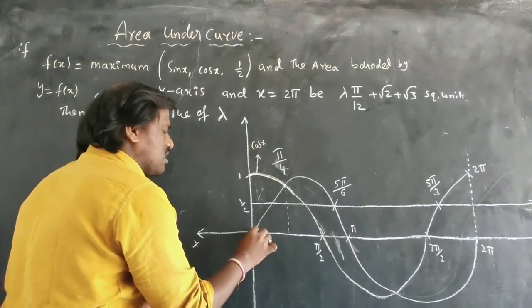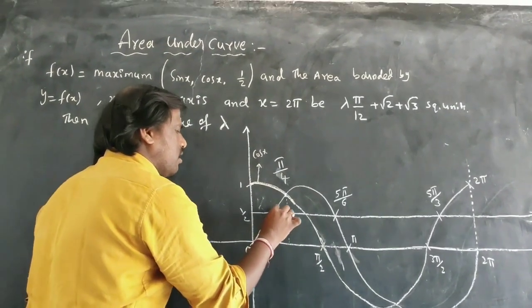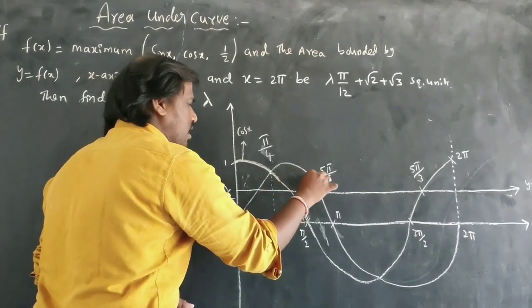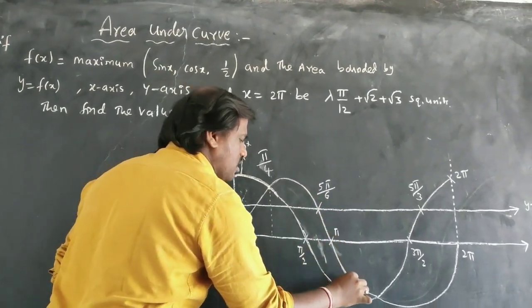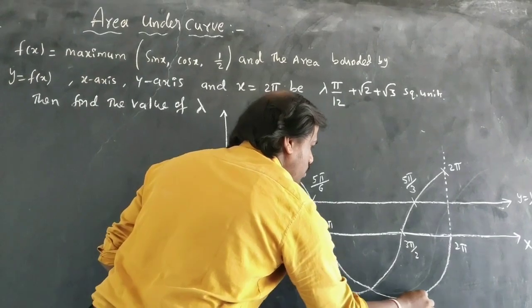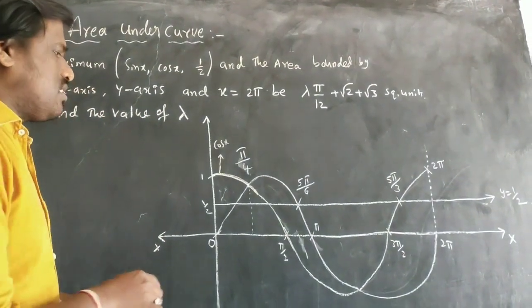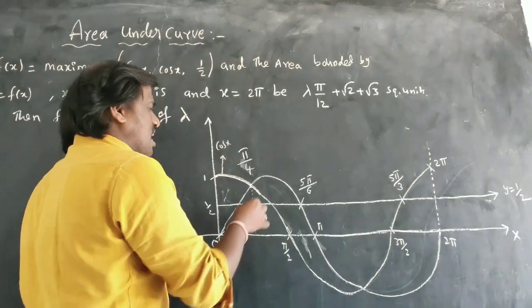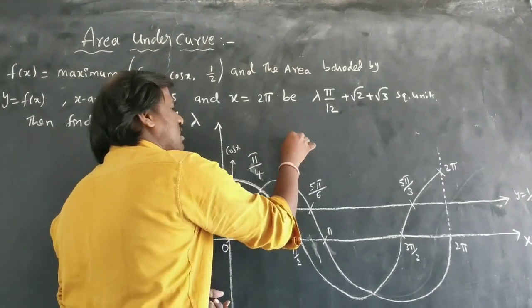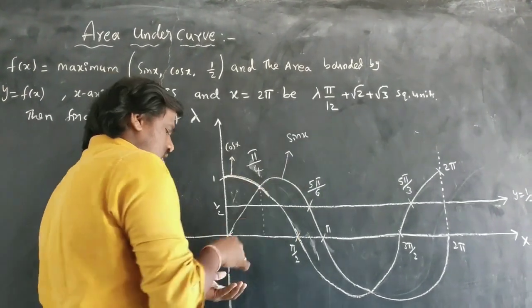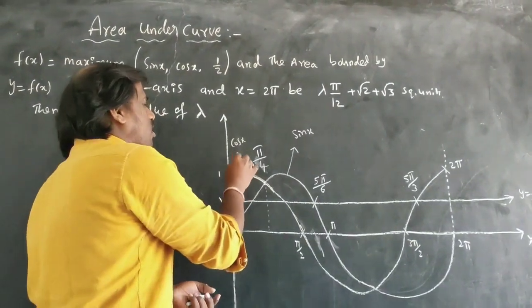This is the sin x graph. It starts from here and moves from here, and this is the graph of sin x. These are all the graphs I already explained to you in class 11 and 12. This is the sin x graph, and this is the graph of cos x.